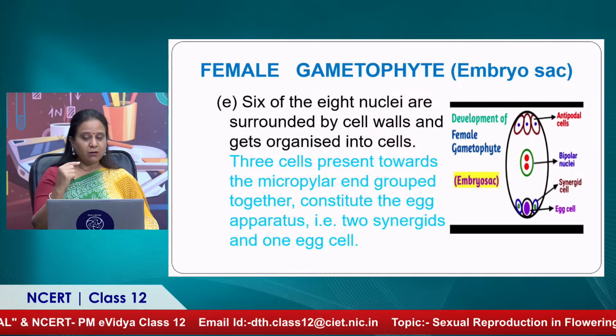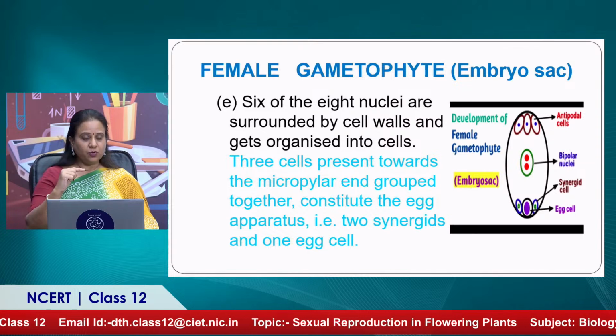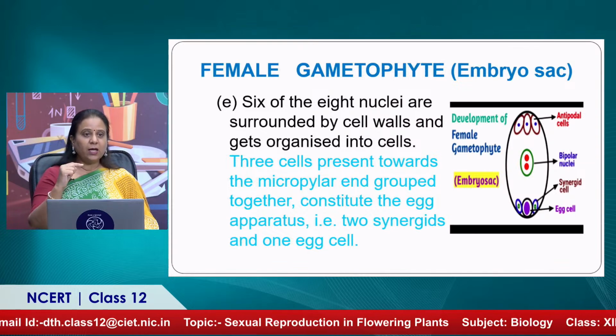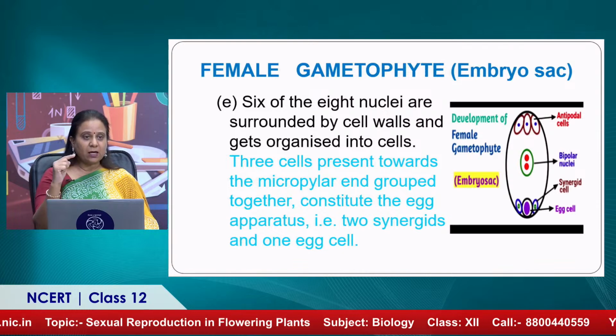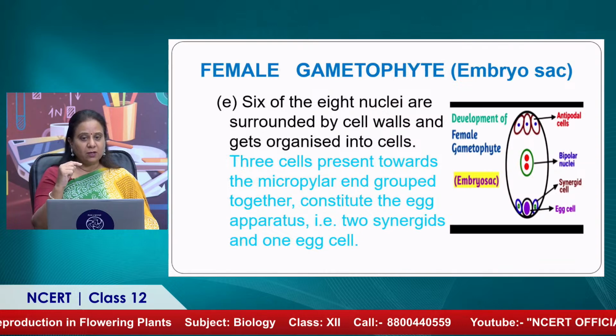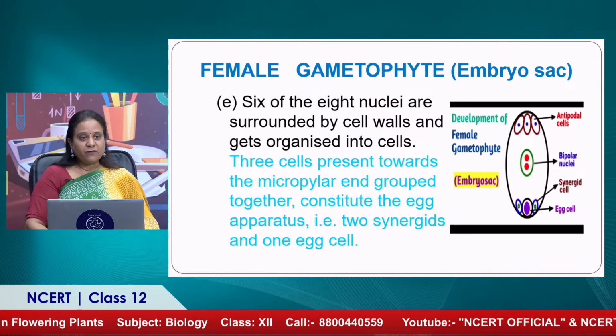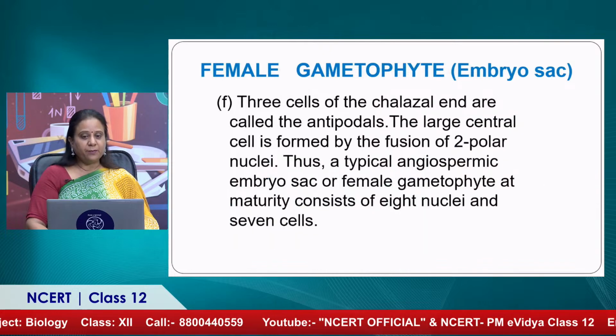But the number of cells is 3 at the top, antipodal, 3 at the bottom, 2 synergids and 1 egg, that is 6, and 1 at the center with the 2 nuclei. So total cells are 7 and total nuclei are 8. So this stage is the 7 celled and 8 nucleated stage, and this is the complete embryo sac.